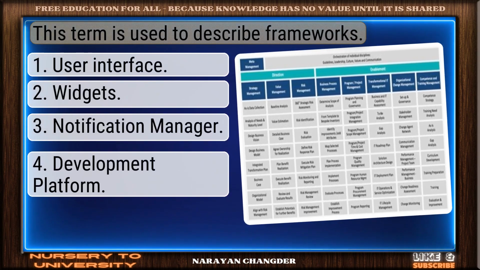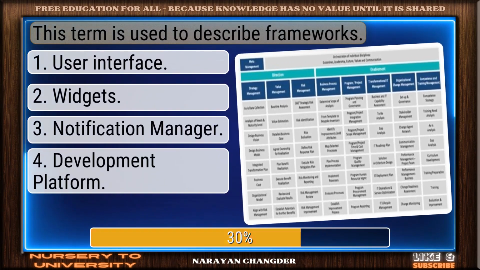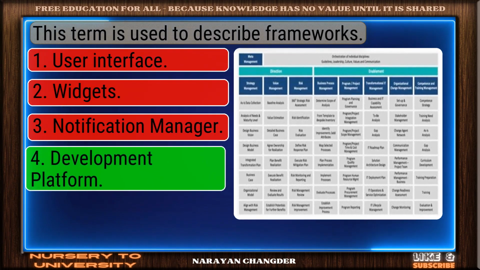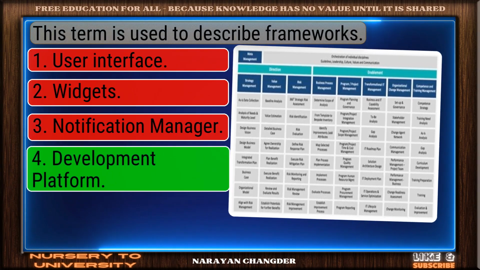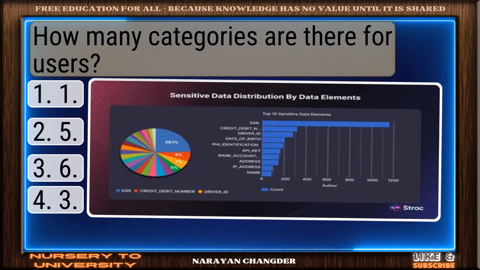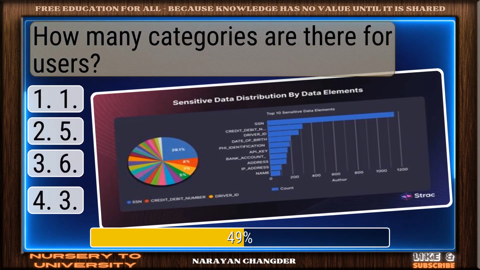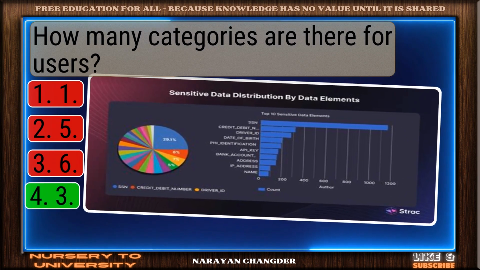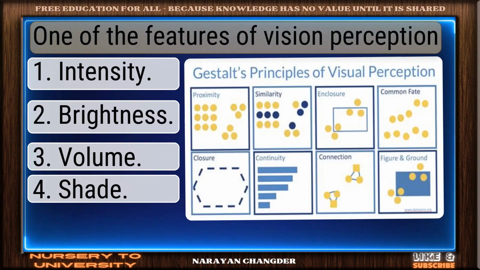This term is used to describe frameworks. On track. Development platform is the correct answer. How many categories are there for users? Well reasoned. 3 is the correct choice.